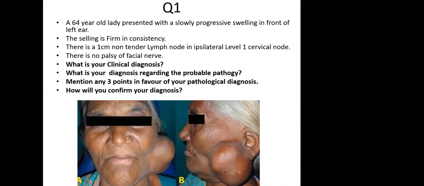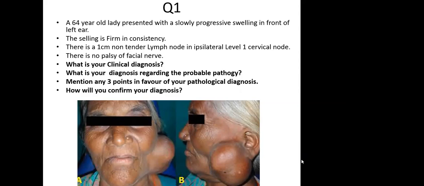Three points, as you have mentioned: number one, the age of the patient; number two, the lymph node; number three, as I said, the lobulated surface that you can see, and the appearance or any involvement of the skin, if any. How will you confirm your diagnosis? It should be an FNAC which is ultrasound guided, which is the best answer. But you should also answer that an FNAC from the lymph node should also be done to confirm your diagnosis. So it is FNAC from the swelling plus FNAC from the lymph node.